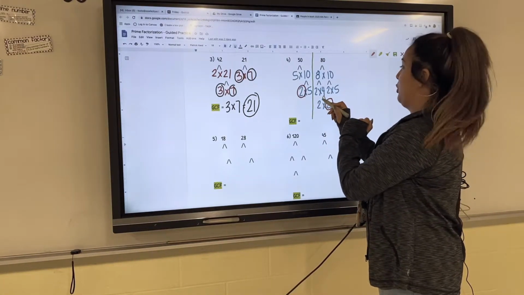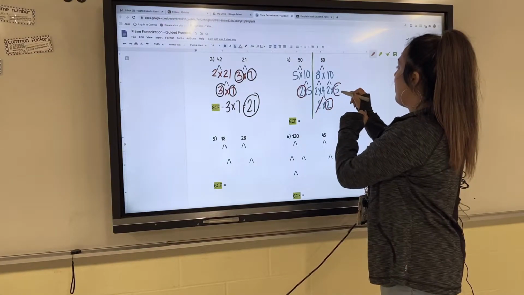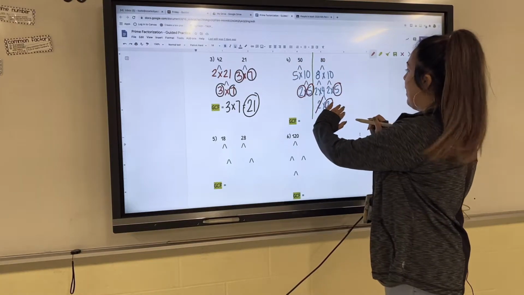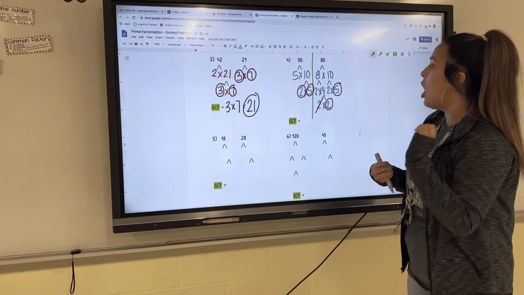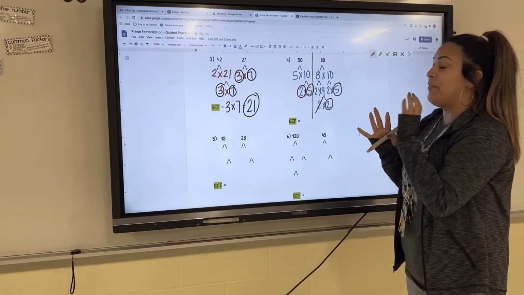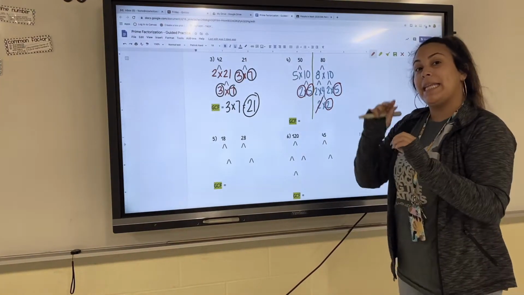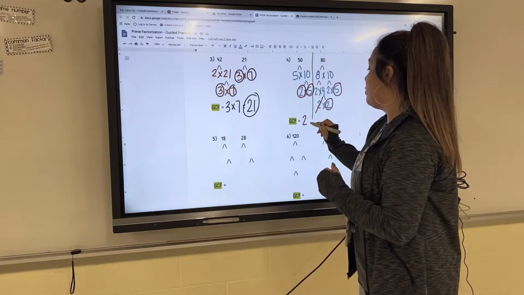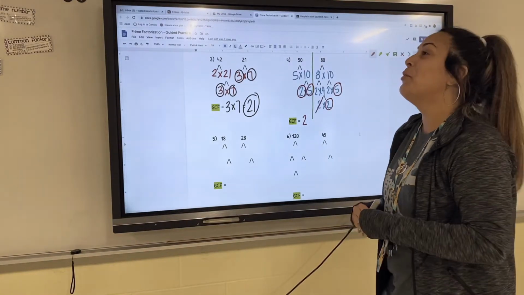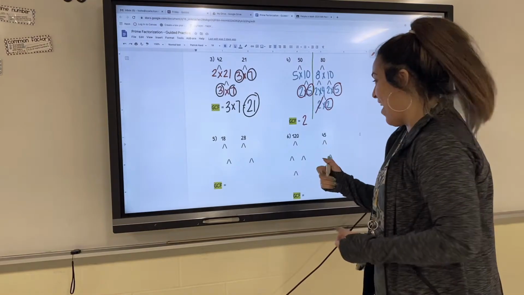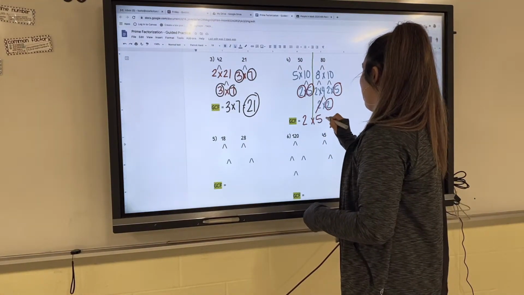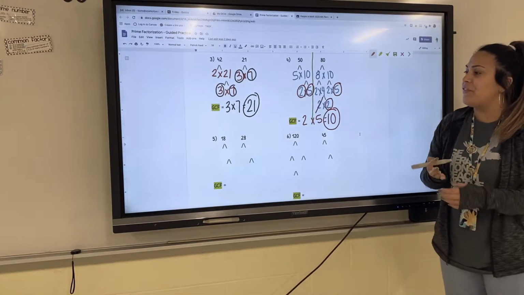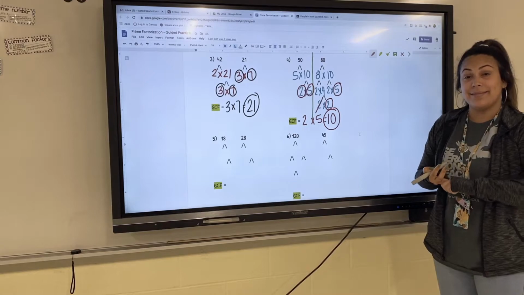They don't have another 2 in common, but they also have a 5 in common. And then they don't have another 5. So the only factors that they have in common are 2 and 5. They have the same amount of 2's and the same amount of 5's on both sides. So that means my GCF is 2 times 5, which is 10. So our greatest common factor of 50 and 80 is 10.